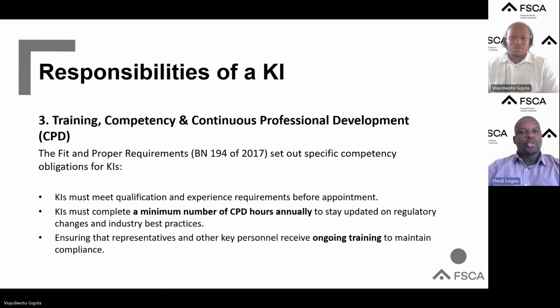The key individual has a fit and proper requirement to ensure there is training, competency, and CPD. The key individual must meet the qualification and experience requirements before being appointed as a key individual. A key individual must complete a minimum number of CPD hours annually to stay updated on regulatory changes and industry best practices, ensuring that the representatives and other key personnel receive ongoing training to maintain compliance.